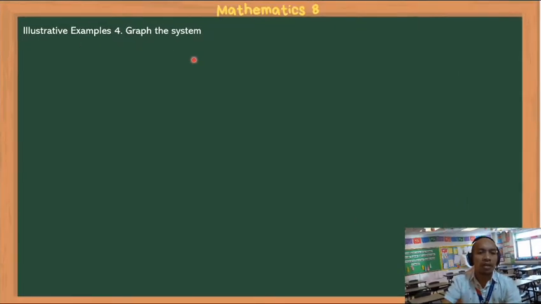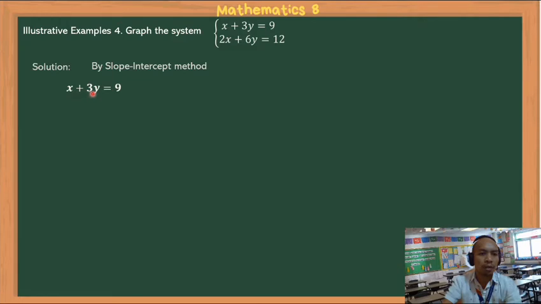Example number 4. Graph the system x plus 3y is equal to 9, and 2x plus 6y is equal to 12. To do this, we will use the slope-intercept method, which is y equals mx plus b. For the first equation, x plus 3y is equal to 9, we will express this equation in terms of y. The x will be transposed to the right side and become negative x, and we just copy positive 9. Divide both sides of the equation by 3. So 3y divided by 3 would be y.